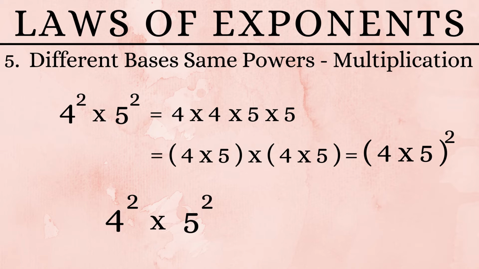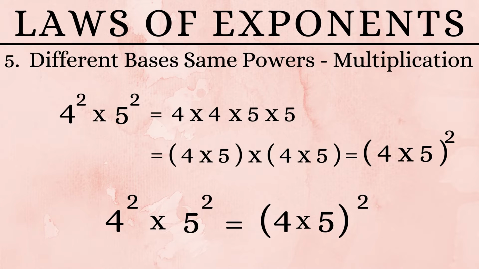Now let's learn our rule. When we have multiplication of 2 terms with the same powers and different bases, we can keep the power as it is and only multiply the bases. As in our case, 4 square into 5 square becomes 4 into 5 the whole square.